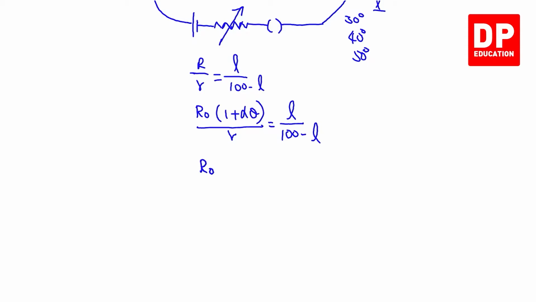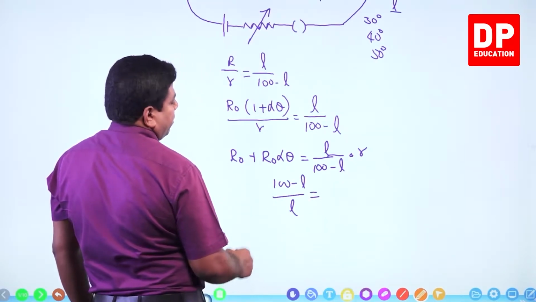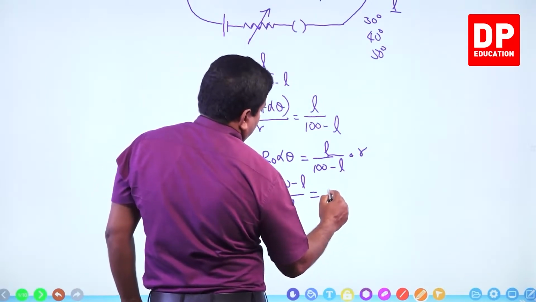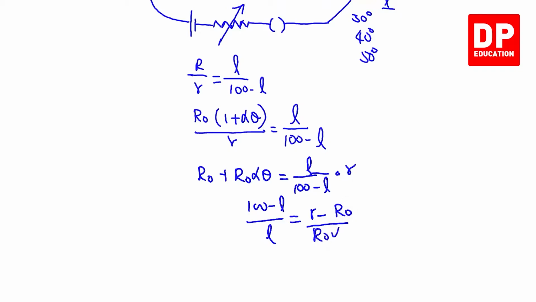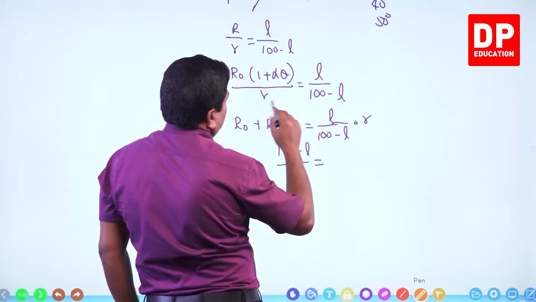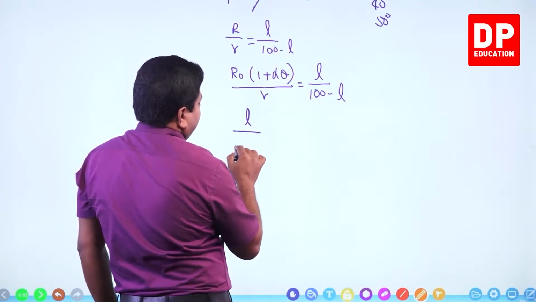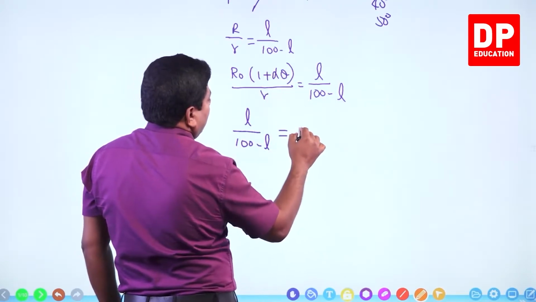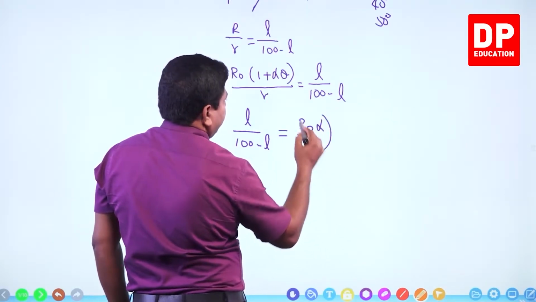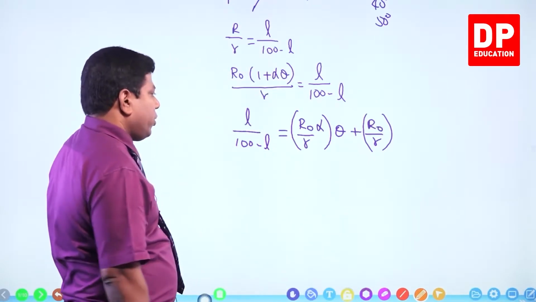R naught plus R naught alpha theta equals L over 100 minus L into R, right? 100 minus L over L equals, take it to the other side, R minus R naught over R naught alpha theta. Check whether we are right, or we can even keep L over 100 minus L itself, and then when you rearrange it, it is going to be R naught over R alpha into theta plus R naught over R. That is how you are going to get the formula, right.